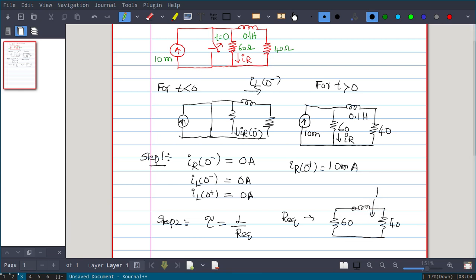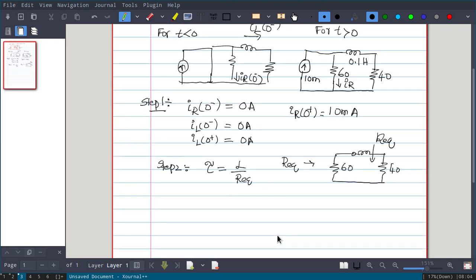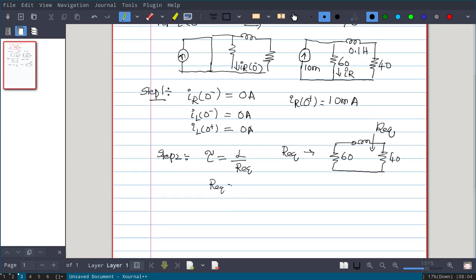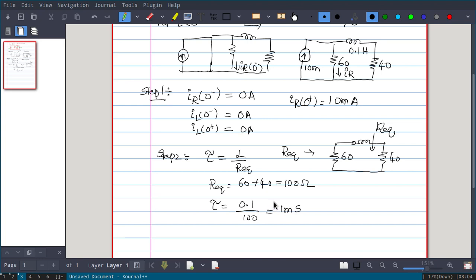So R equivalent is nothing but the resistance seen by the inductance when the independent sources are deactivated. So here, what is the R equivalent? R equivalent is 60 plus 40, that is 100 ohm. So tau is L, given 0.1 Henry, divided by 100, so it will be 1 millisecond.